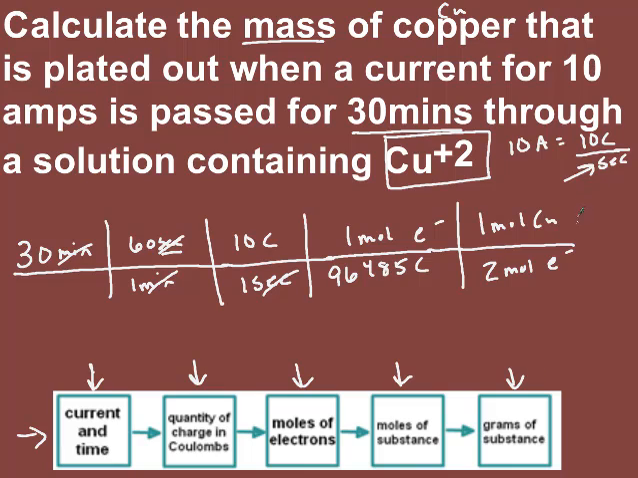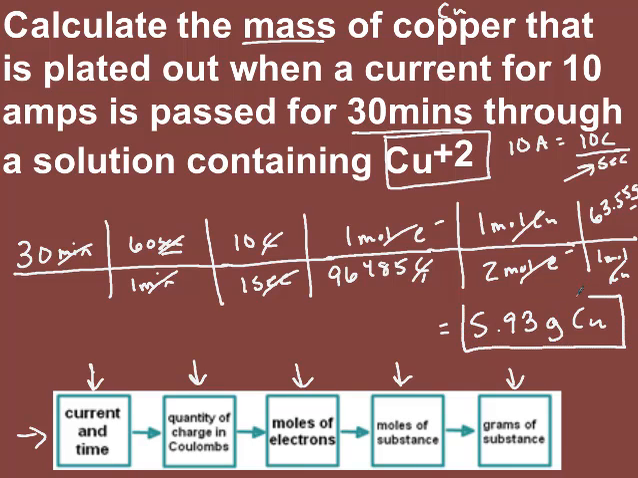And finally, I need to get grams. So 1 mole of copper, I look on the periodic table, is 63.55 grams. All my units cancel. I'm left with grams, so now I just plug it in. I get 5.93 grams of copper. So if I run this electrolytic cell for 30 minutes passing 10 amps, then I can recover 5.93 grams of copper from this solution.